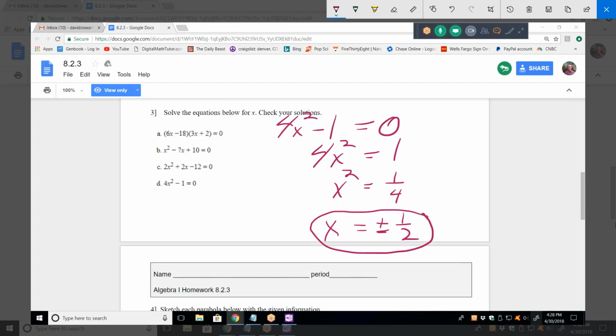However, I would say that about 90% of students forget this plus or minus sign, and you will lose points. The teacher will knock off at least 1 point if you don't put plus or minus there.